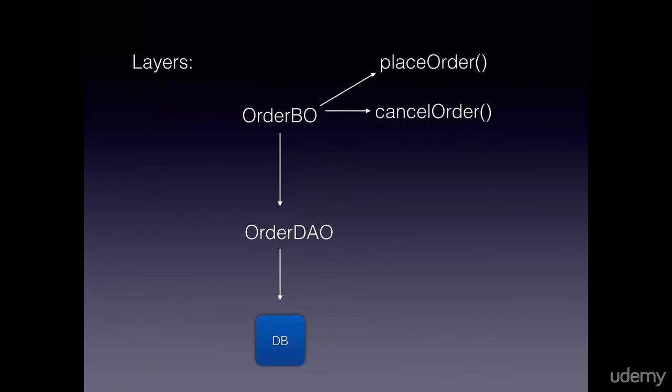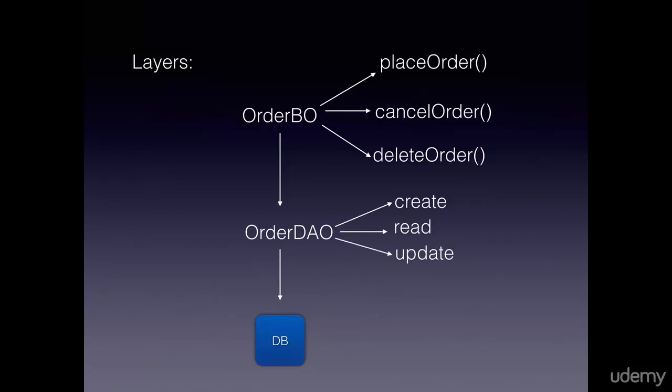The BO has three important methods: placing an order, cancelling an order, and deleting an order. And then the DAO does all the CRUD work: creation of data, reading the data, updating the data, and then deleting of data. We will not be connecting to any database. That's where mocking will come into picture, as you will see.